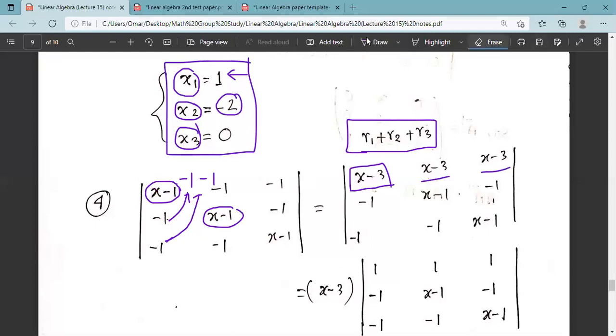Now if we add this entry and this entry, again we will get x minus 3, and for the last column we will also get x minus 3. We are putting this value into row 1. So I write r1 plus r2 plus r3 is equal to r1. That means I am putting the result in r1, and I am doing the calculation with row 1, row 2, and row 3. As you can see, we didn't change the second row and the third row. They are the same as before.